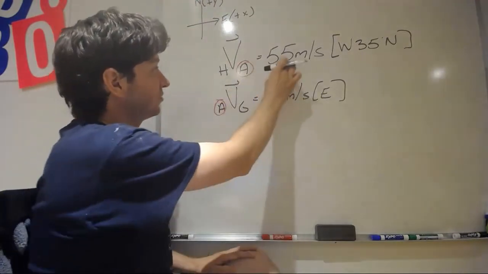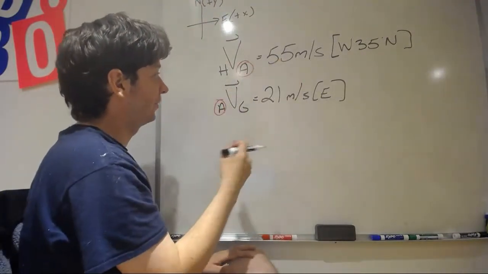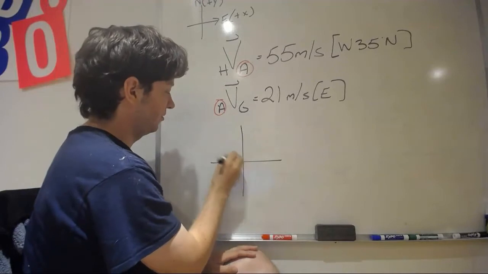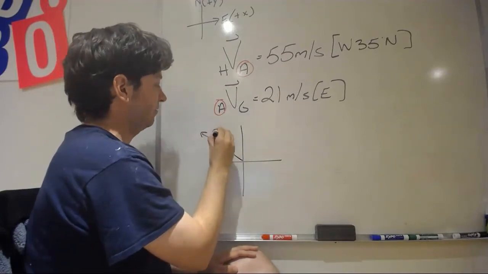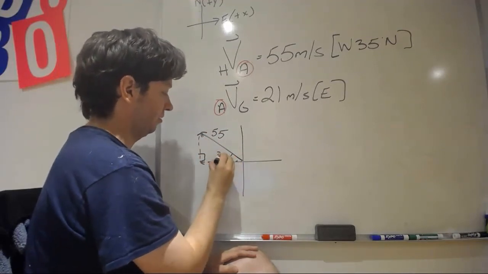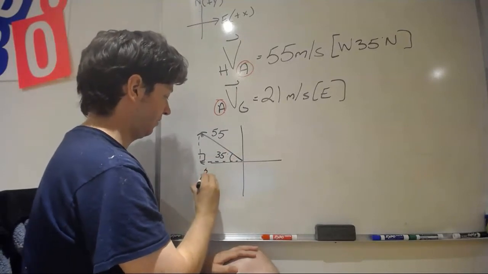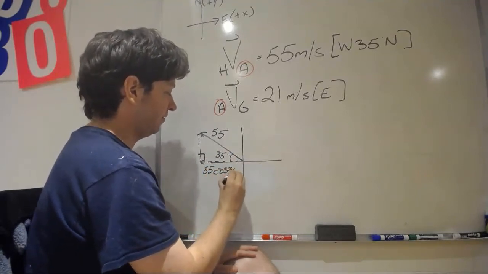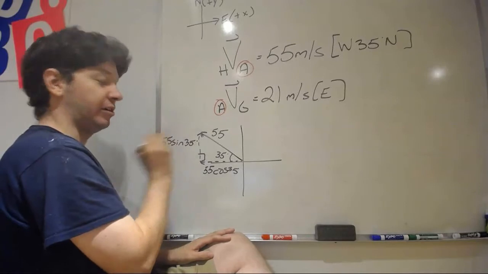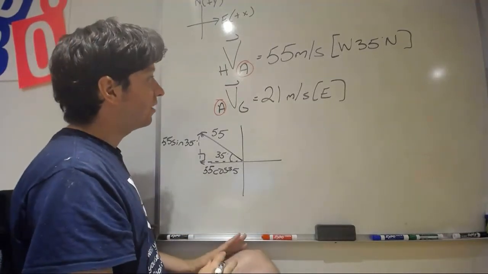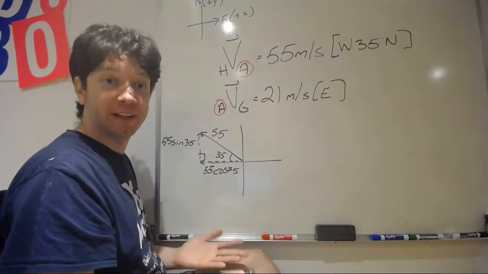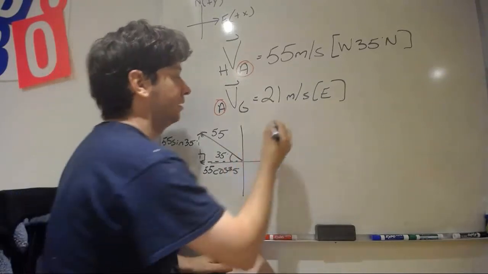All right, and then let's draw this one and split it up into x and y. So this one's west 35 degrees north, like this. It's 55. Here's our components. And so we can write its x component, 55 cos 35, and its y component, 55 sine 35. There, all done. Now, we can add them to figure out our x and y components of our ground speed for the helicopter.